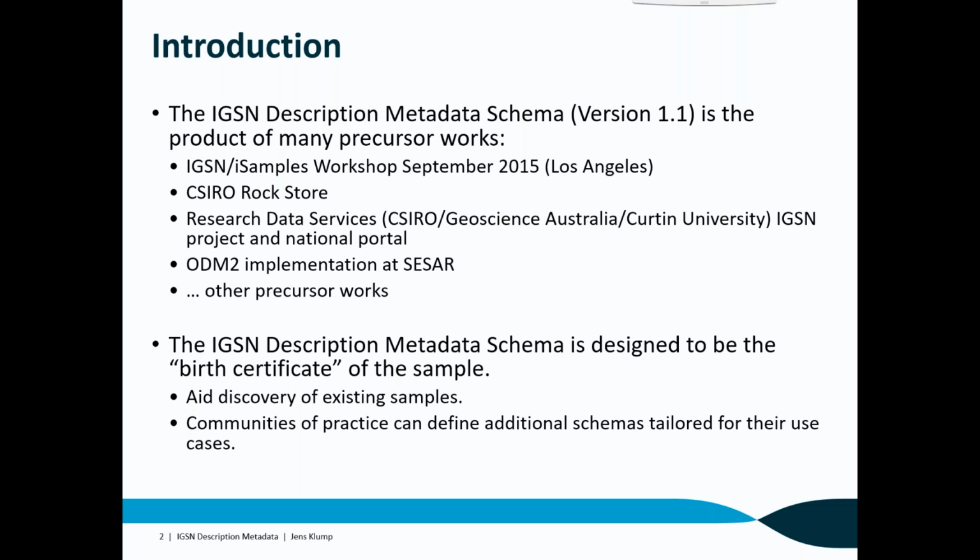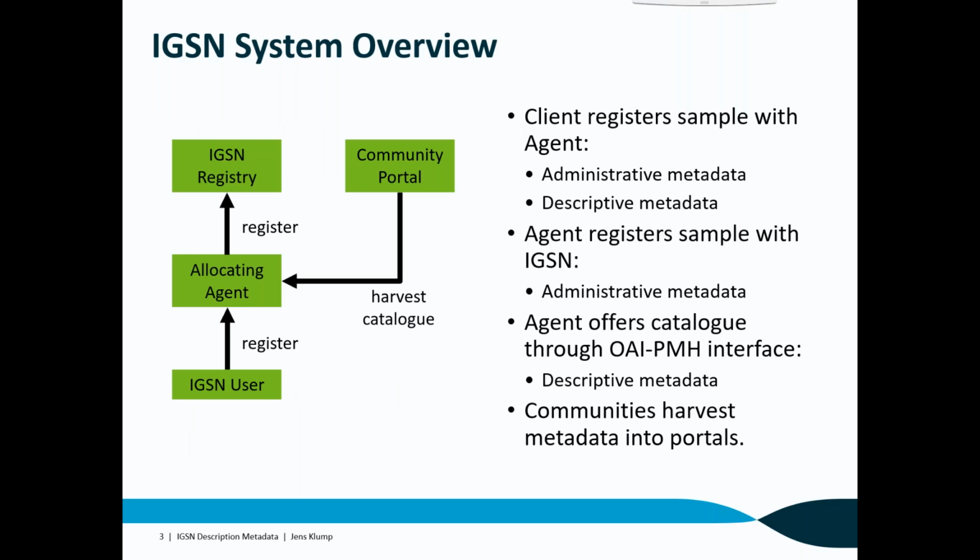describe things. And one of the major outcomes of the workshop in Los Angeles was to agree that this description schema should be designed to be the birth certificate of the sample, and it should aid discovery of existing samples, but alongside this kind of what I call vanilla flavor metadata, communities of practice can also define additional schemas that are tailored for their use cases and are more expressive in those specific use cases. So why did we do this?